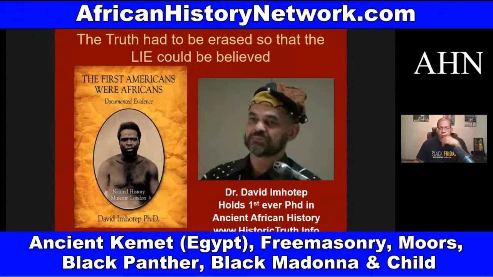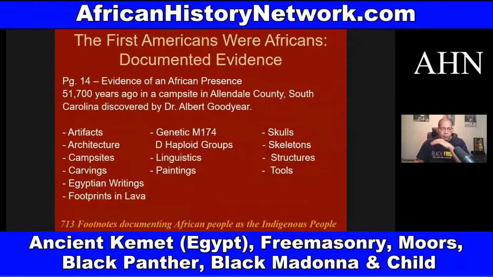Dr. David Imhotep wrote the book The First Americans Were Africans: Documented Evidence. It first came out in 2011. He just released in late 2021 an updated book, The First Americans Were Africans, revised and expanded, which has about 200 additional pages of new research. His book deals with the African presence in North, Central, and South America, going back at least 56,000 years ago. In North America, the land that today we call the United States of America, going back at least 51,700 years ago.